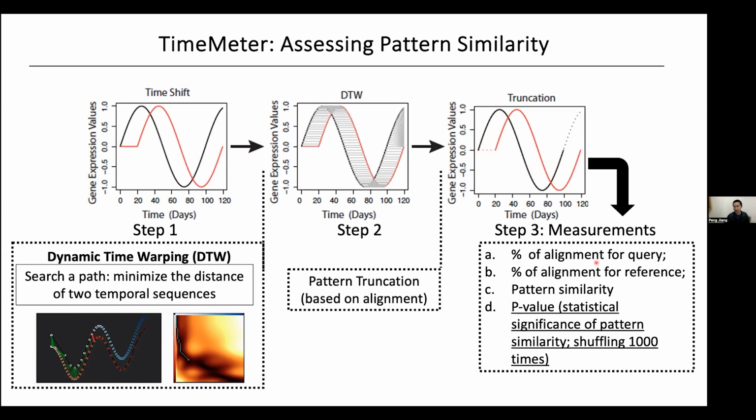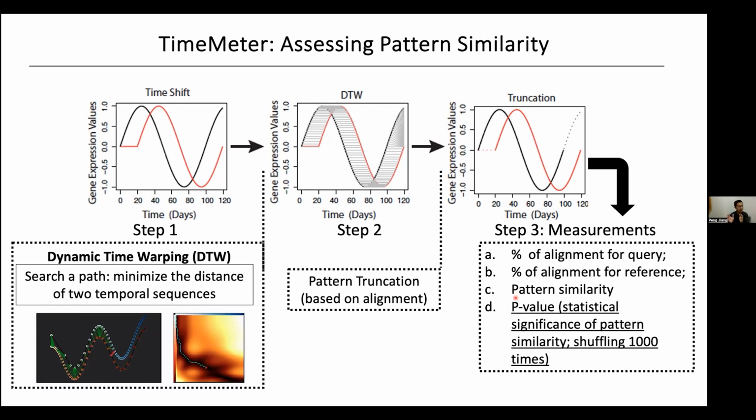So basically, the percentage alignment represents what fraction of the data can be similar to another. So basically, this is a measurement. What we want is to truncate less and maximize the similarity. The pattern similarity is calculated by simply the Spearman correlation.